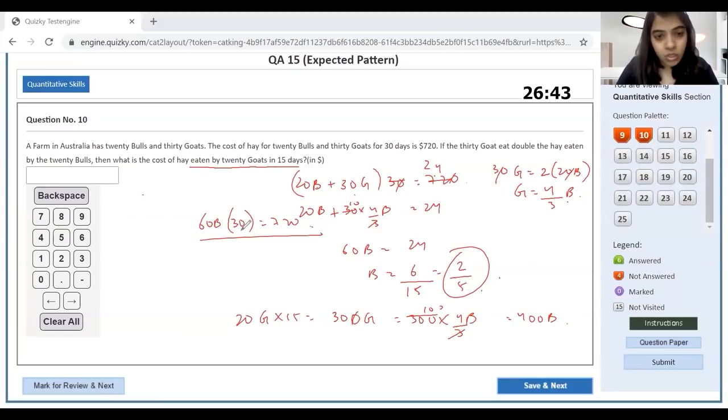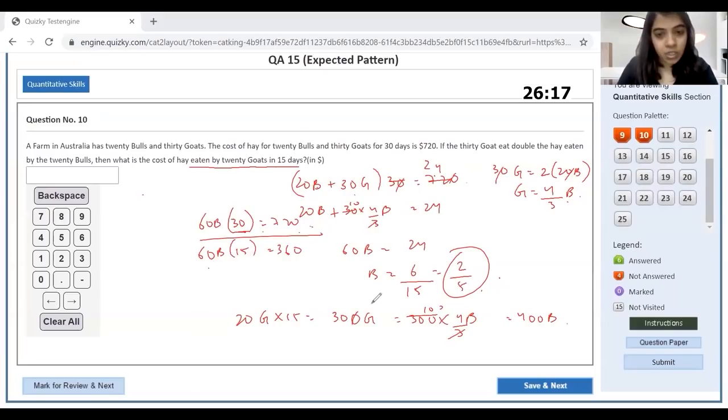Now, if we want for 400B, actually it's clearly given for us. But let's just go by it. So 30 days it was given to us. We need for 15 days, so we'll divide the entire thing by 2. 60B into 15 days will cost us how much? 360. Now again, this is 60B. We need it to be 400B, right?